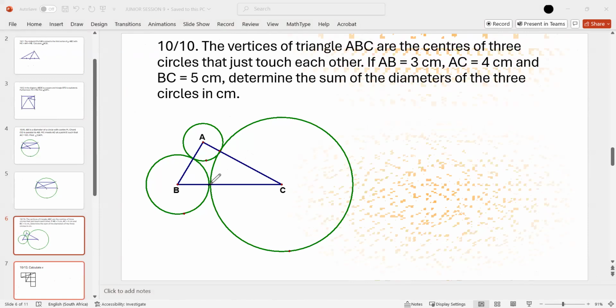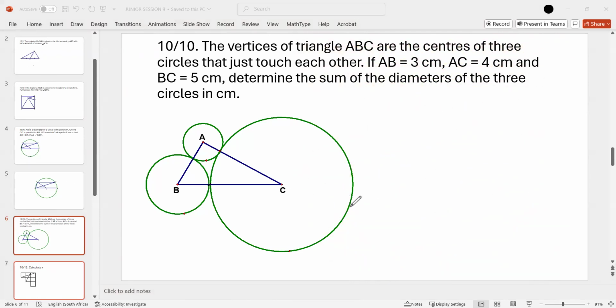They're actually supposed to be touching like that. Now, they also say AB is 3 inches. So the interesting thing about two touching circles is that when you join the centers, the line will go through the touching point. So it's an interesting fact.